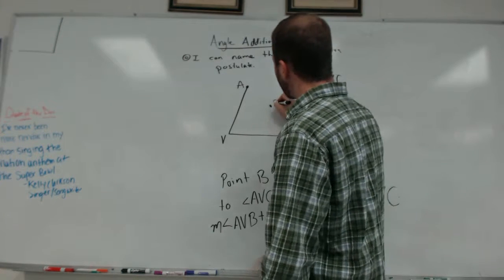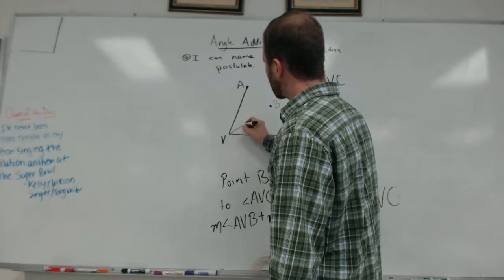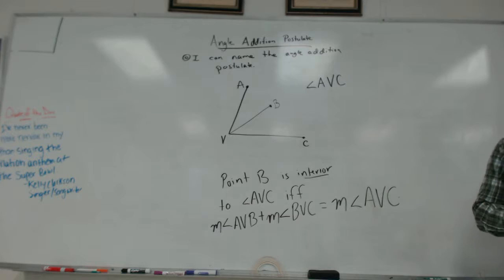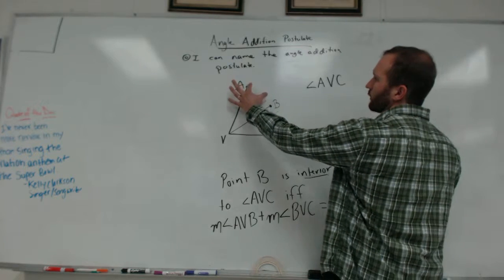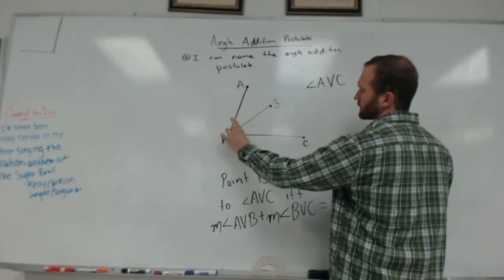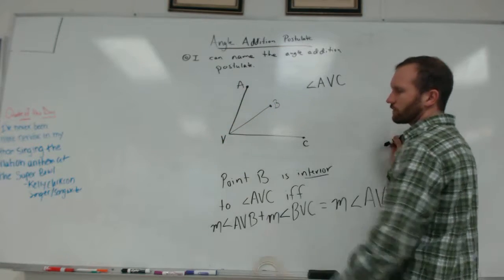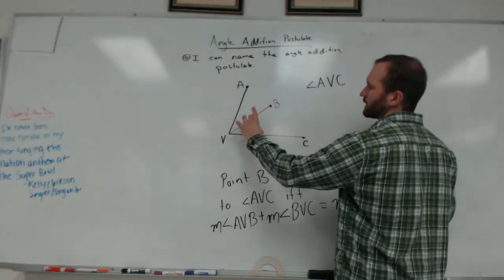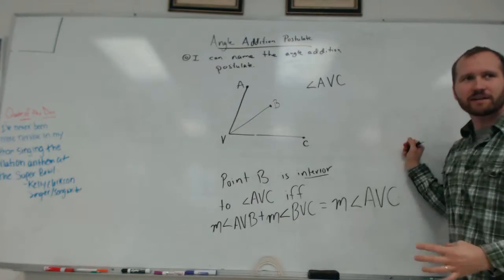Okay, so if this is point B, we know that it's interior to this angle if the measurement of this plus the measurement of this equals the measurement of the whole angle. This is kind of how we state the angle addition postulate. Basically what it says is this plus this equals this, right?